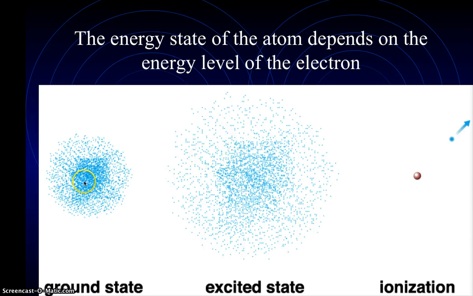Atoms can have different energy levels depending on where the electrons are found. When an atom is at a relatively low energy state, which we call the ground state, the electrons are going to be relatively close to the nucleus like this. As the atom becomes excited, the electrons are more likely to move further away from the nucleus, and if an atom becomes ionized, the electron actually will gain so much energy that it can escape from the nucleus, and that's what we call ionization.